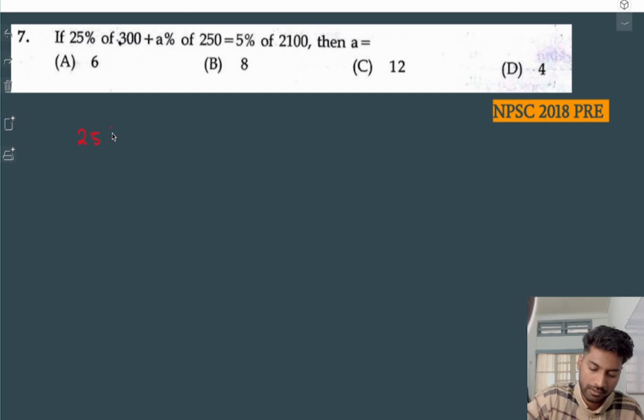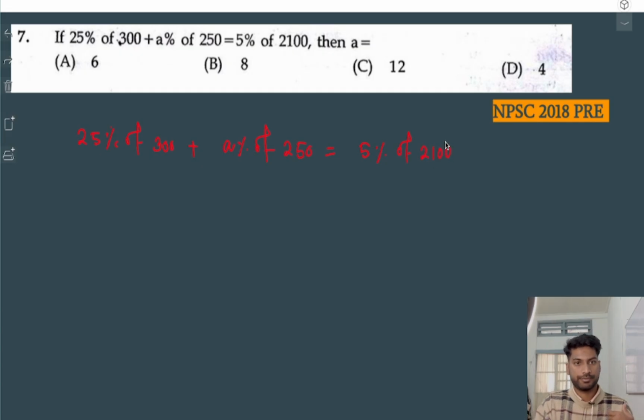25% of 300 plus a percent of 250 equals 5% of 2100. 'Of' means multiply. They are asking what is the value of a. So I'll suggest you just break this down. Don't write 1 by 4. 25% means 1 by 4, we know, but I won't suggest you write 1 by 4 because the calculation will be hard then. So just write 25 by 100 into 300.